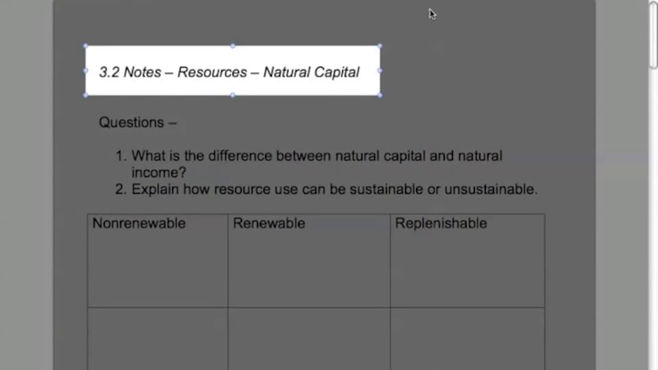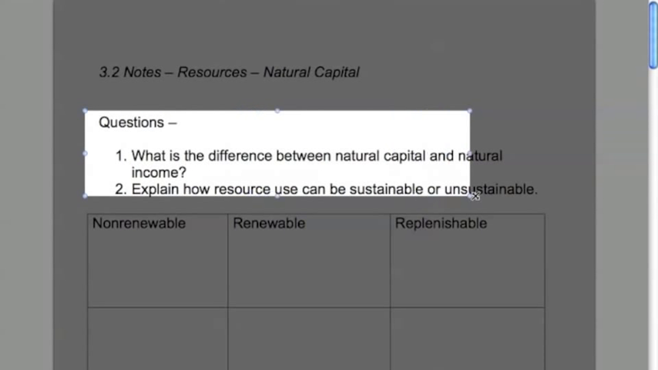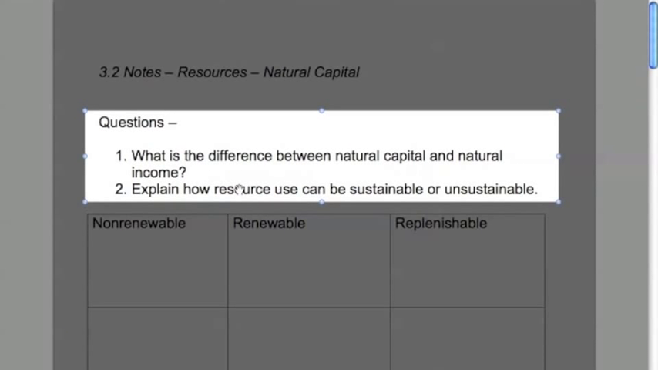Welcome back. Today we're going to talk about resources, specifically human resources in the form of natural capital. A couple of questions I want you to focus on during the lecture today. The first question, what is the difference between natural capital and natural income? The second question, explain how resource use can be either sustainable or unsustainable.